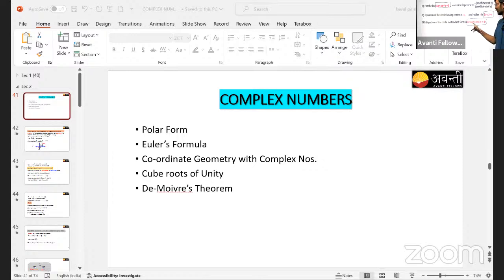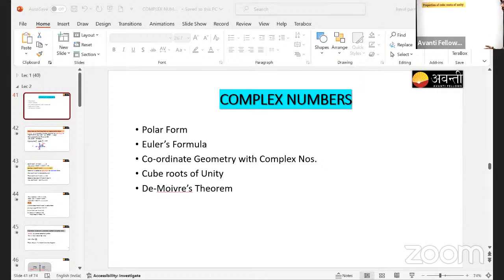Z Z-bar plus A-bar Z plus A Z-bar plus B equals 0. If you see, it is the same, we just got this term Z Z-bar. I am just saying this so that you can remember it. And the center will be minus A and the radius will be under root of A A-bar minus B. I hope you know what A A-bar is. A A-bar is mod of A square. So we can use it if we need.